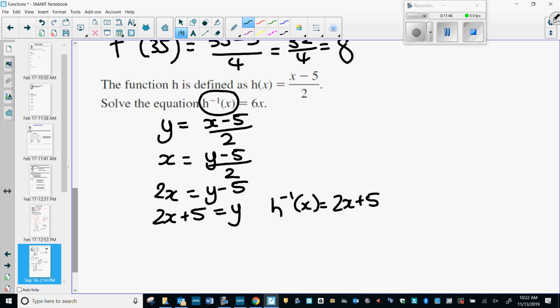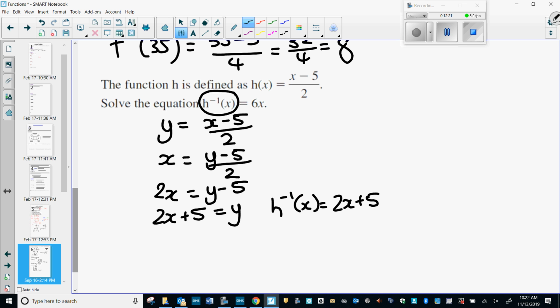Wait, could it be 2 bracket x plus 5 bracket? No, because you undid things in the wrong order, I think. Because remember, my line goes all the way underneath it, so the first thing I need to undo is the divide by 2. So that becomes 2x. And then we add the 5. Okay, so it makes a big difference. So that's my expression for h⁻¹(x).